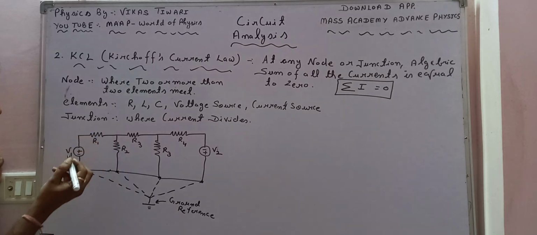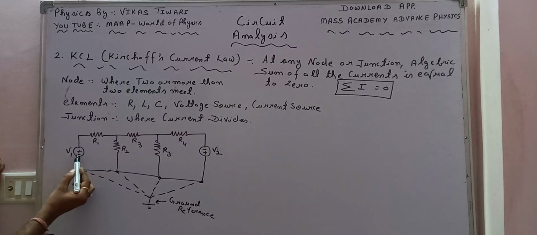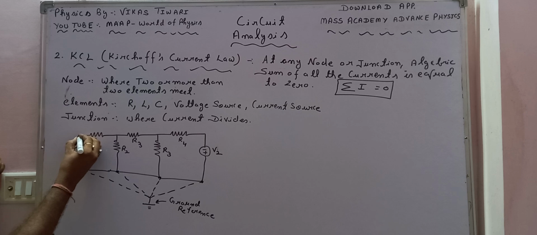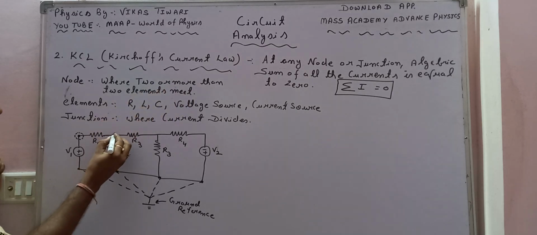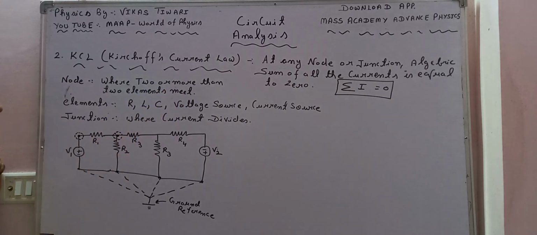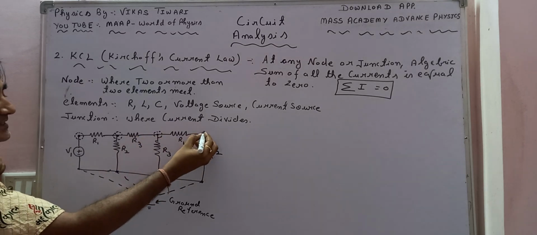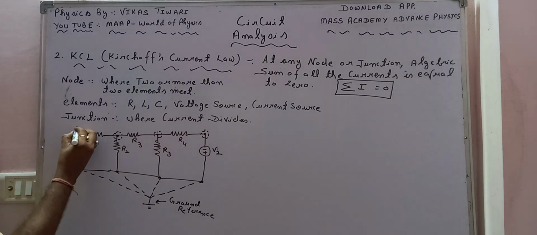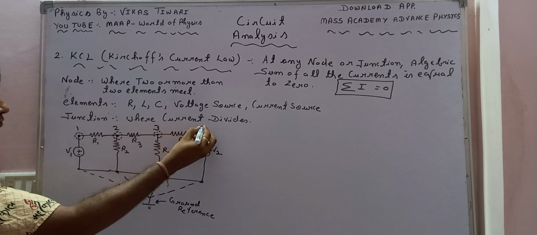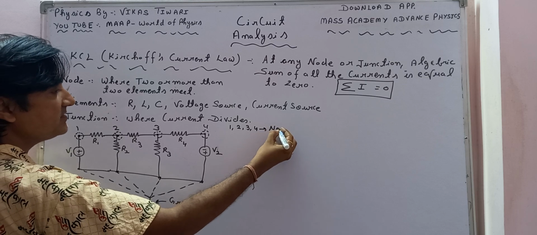Now this is one element and this is another element, so this is a node. Two or more than two elements. This is also a node, with 3 elements. This is also a node, with 2 elements. So we can say these four are considered as nodes.